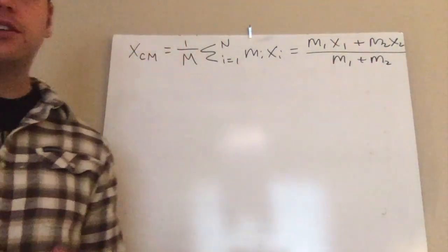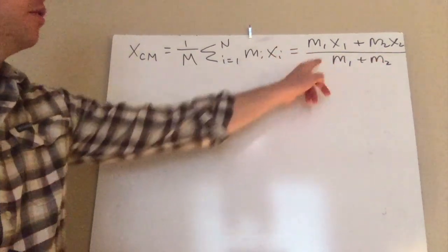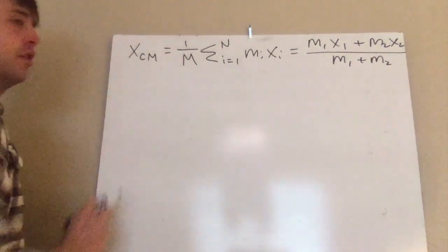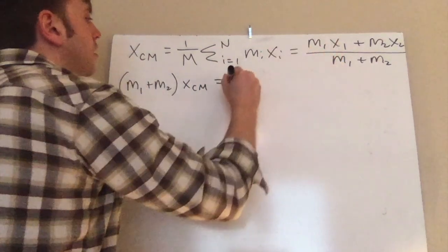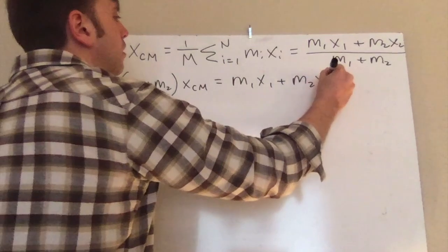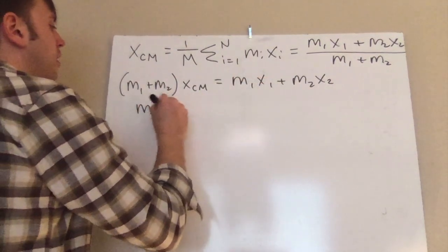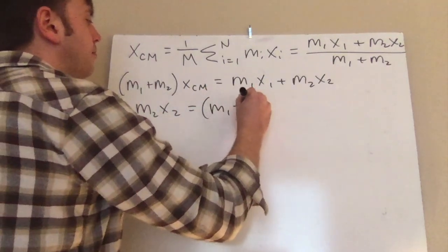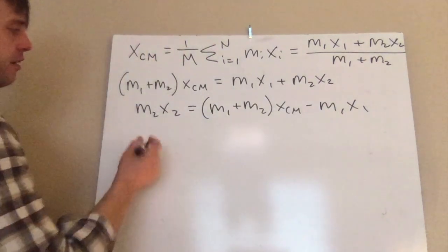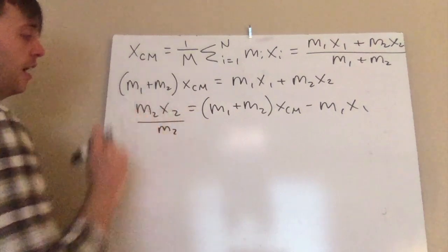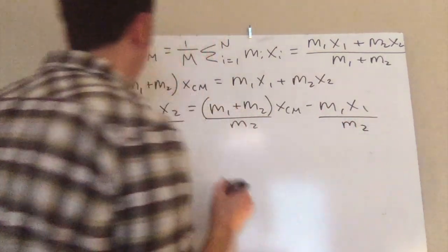Now the goal here is to solve for x2, the position of the second piece. So what we'll do first is multiply on both sides by m1 plus m2. That gets rid of it right here, and puts it right over here in front of XCM. So we'll have m1 plus m2 times XCM equals m1 x1 plus m2 x2. And our goal here is to solve for x2. So what we'll do is subtract m1 x1 on both sides. So we'll have m2 x2 equals m1 plus m2 times XCM minus m1 x1. Okay, so the last move we'll make here is to isolate x2. We're going to do that by dividing out m2. So divide that out across the board, and we see this cancellation.